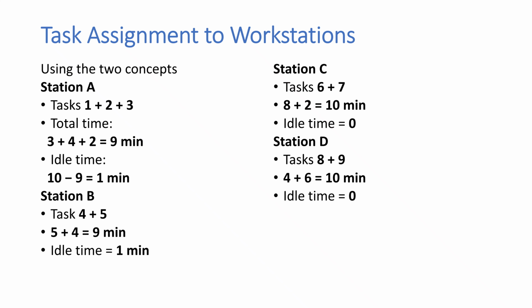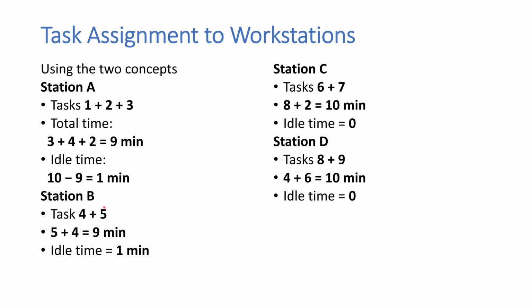So here how it is done, that is explained. For station A or workstation 1, the tasks are 1 plus 2 plus 3. The time for task 1 is 3, task 2 is 4, and task 3 is 2. So total time is 9 minutes. That is less than 10. So what is the idle time in that workstation? 10 minus 9, that is 1 minute. The workstation will work for 10 minutes, but the total task will be completed in 9 minutes. So 1 minute idle time is there.